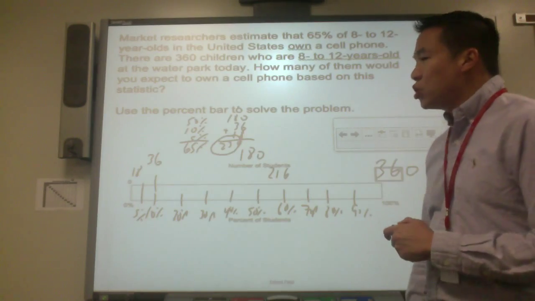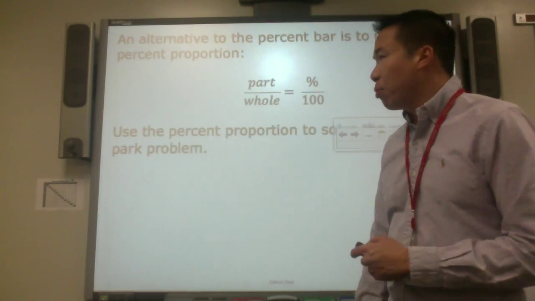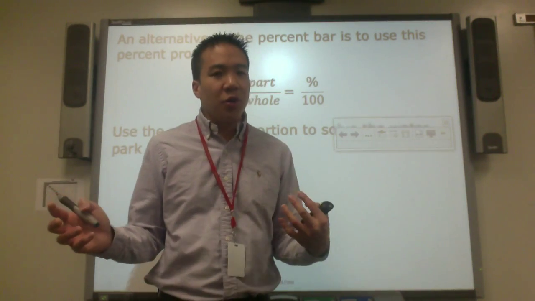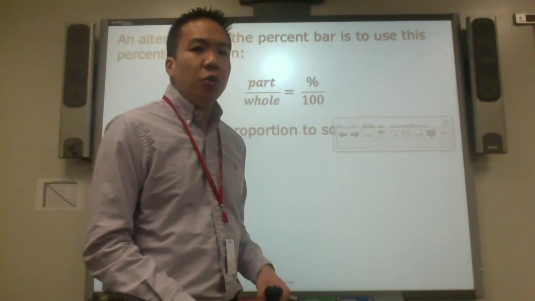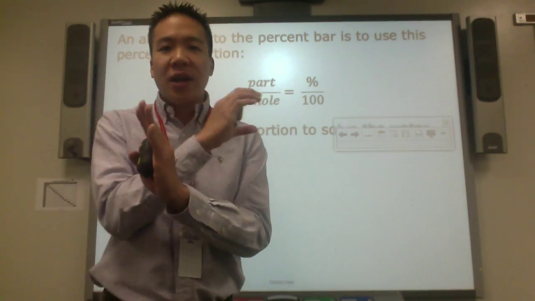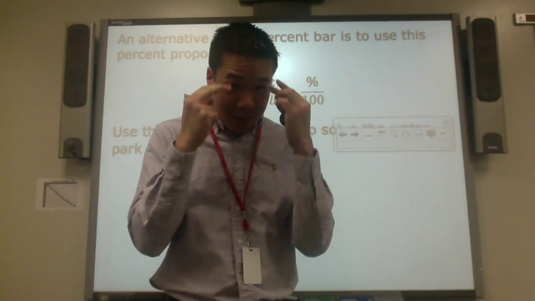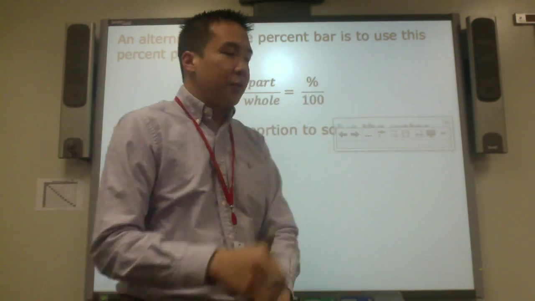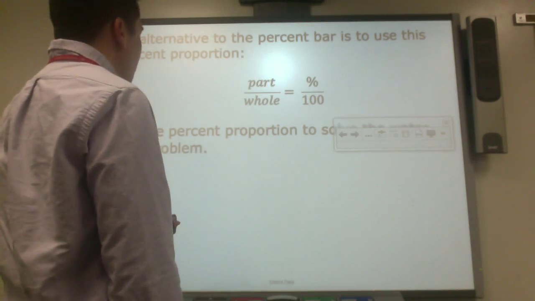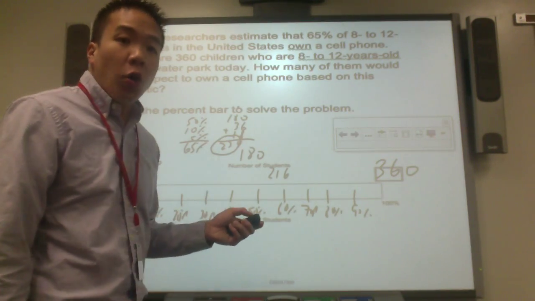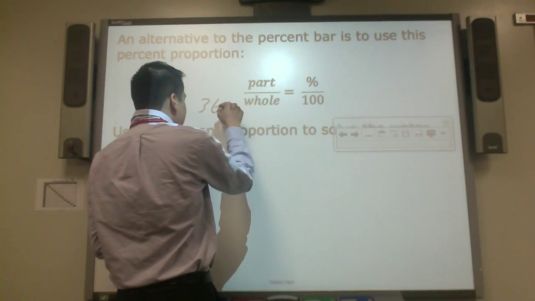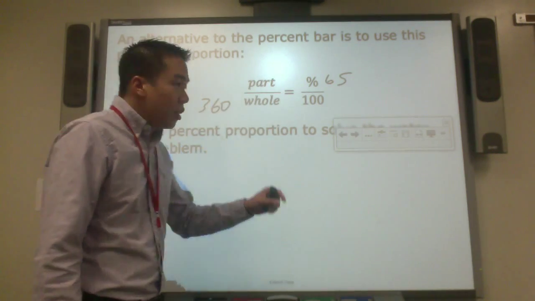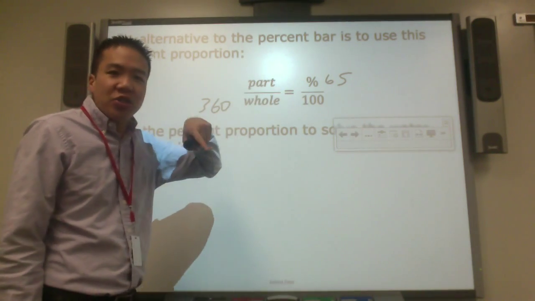But what if you do not want to draw a percent bar? There's a thing called percent proportion. It's called, remember, ratio, part to whole. Sometimes we do whole to part, but it's part to whole, to percent per 100. So the way to memorize this is part to whole, percent is per 100. So let's go back. So the whole park has how many students? 360. They make up what percent? 65% of the whole park are kids who own a cell phone.